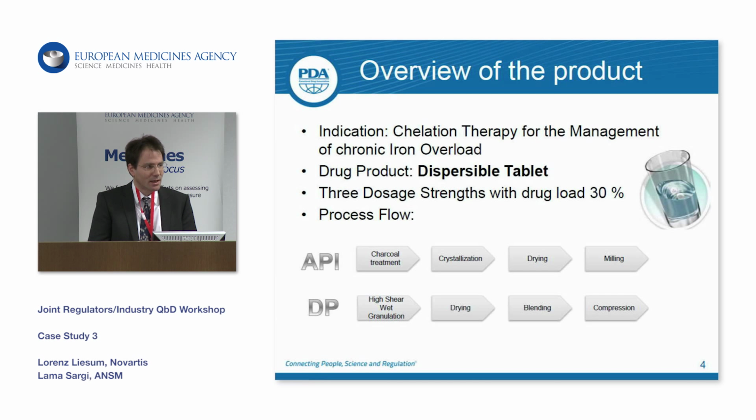Below, you can see an overview of the unit operations, both on the API, but also on the drug product side. For the down processing on the API, we have a sequence of charcoal treatment, crystallization, drying, and milling before we proceed to the secondary manufacturing, which is a classical solid dosage form process comprising the unit operations of high shear wet granulation, drying, blending, and compression. All these unit operations were considered in the development of the QBD submission.